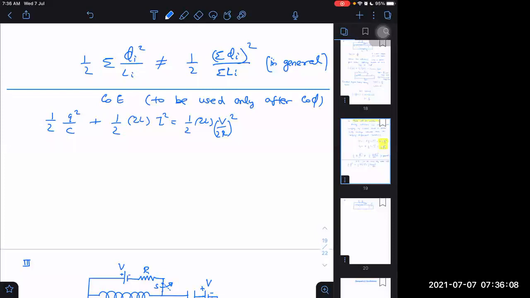What do we get now? Answer from this: the Q value at an instant of time when the current is known to us. Are we getting Q or not? Wait a second, there are two unknowns. I is there and Q is also there. It is not enough. It's just one equation, but we don't get the answer from it. It is the right equation, although.